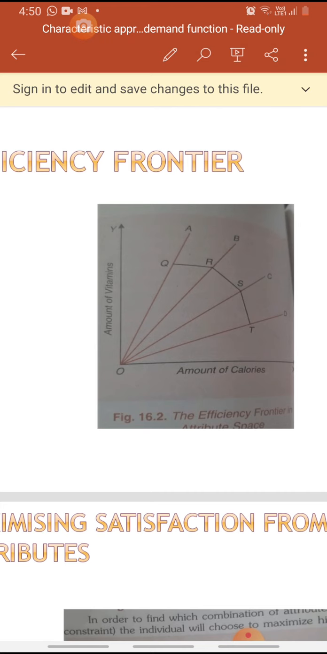OQ means when I am spending my entire amount on product A, I can purchase up to OQ. Likewise, OR means when I spend my entire amount on the purchase of product B, I can get OR amount of product B.